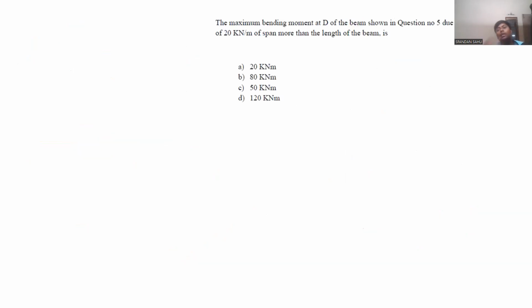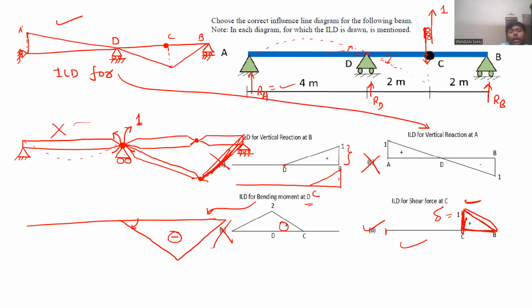Yes, sir. Now, let us check this question, what they are telling. You need to determine the maximum bending moment at D for the previous question only, due to a moving load of 20 kilonewton per meter, with a span more than the length of the beam. So at D, the ILD for bending moment at D will be like this.